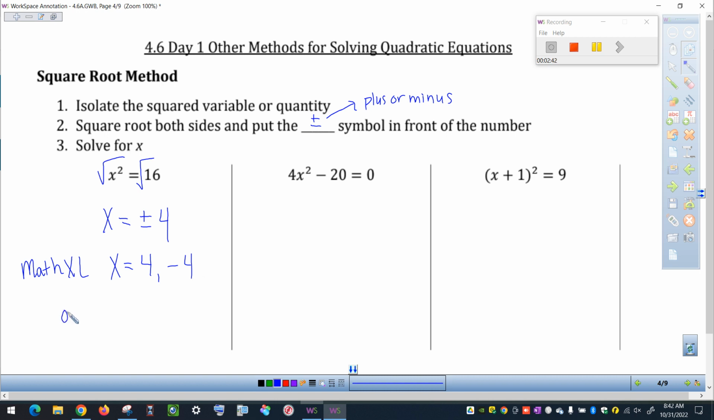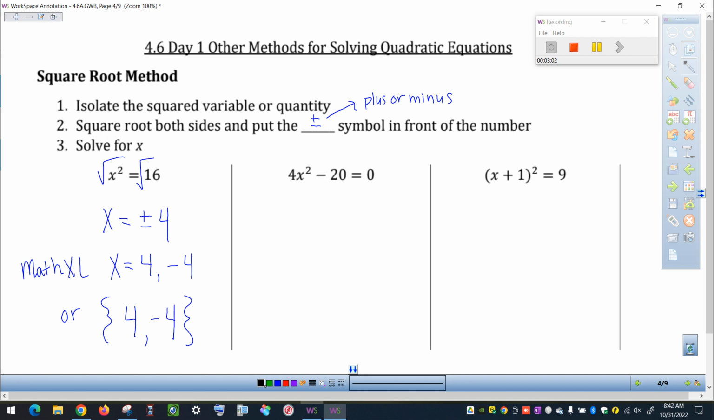Another way that it might look on Math Excel for your 2 answers is it has these squiggly brackets already in there for you, and very similar on the inside, you would put in your 2 different answers, just separating them with a comma. All right, so those will be our solutions for our first equation. Let's take a look now at the one in the middle. So this one has a little bit more going on.